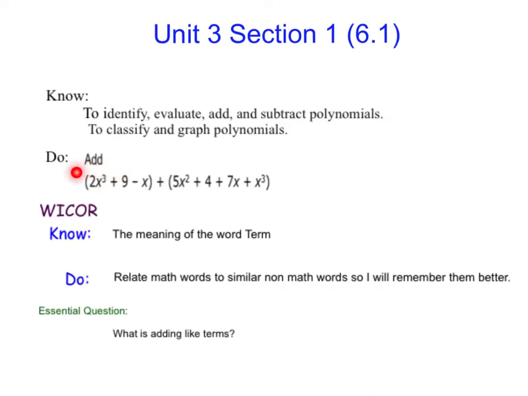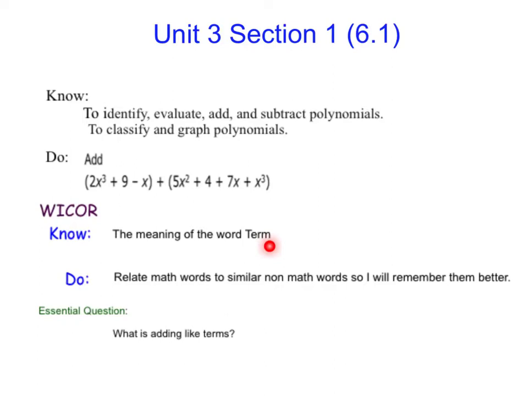Now, our WIC or know and do today, we are going to look at the word term, and what a term is. What is that word? And we're going to link also something with the word term. So just to give you an idea, go ahead, pause this, write this down. Our essential question today is, what is adding like terms?